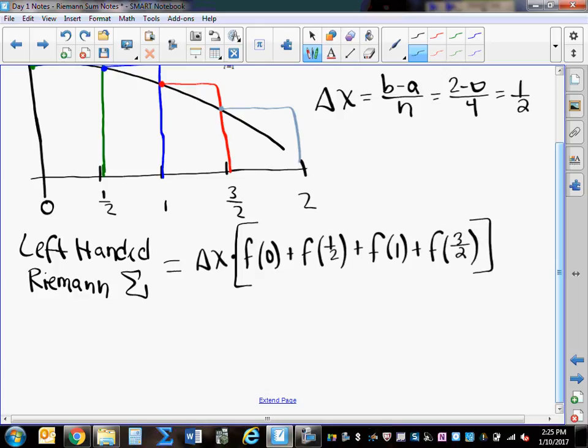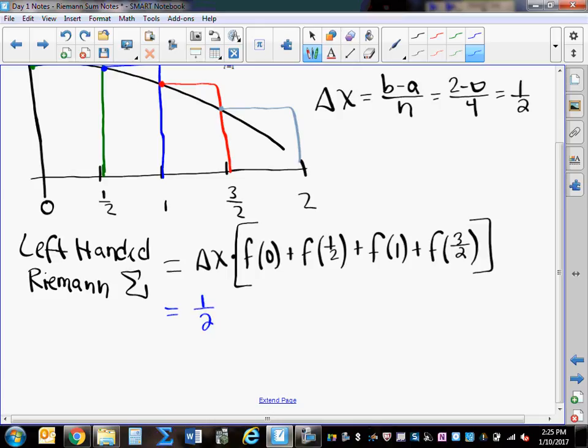Be careful not to get too carried away. We should have in here 4 different rectangles. One of the biggest mistakes is that you guys get carried away and throw on an f of 2. We have 4 different rectangles here. Alright, let's go ahead and actually substitute in these values. What was delta x? 1/2.